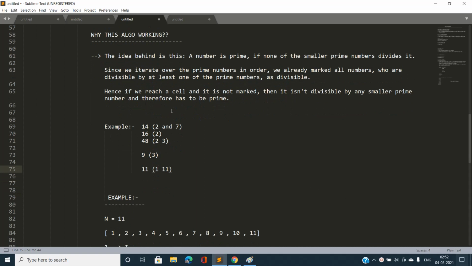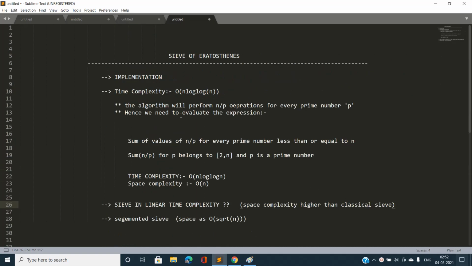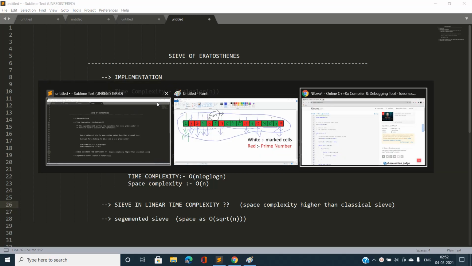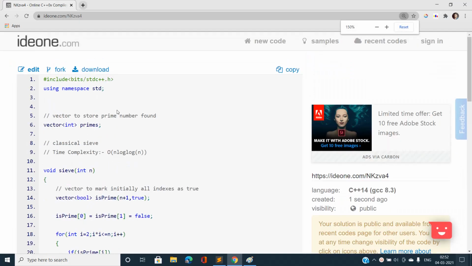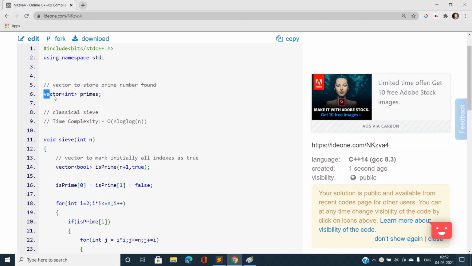So let's move further. I am going to discuss the implementation of the Sieve of Eratosthenes algorithm, how we are going to implement this in our code. So let's move to our online compiler. This is a C++ program. I have taken a vector of primes that is going to give us the prime numbers in the given range.